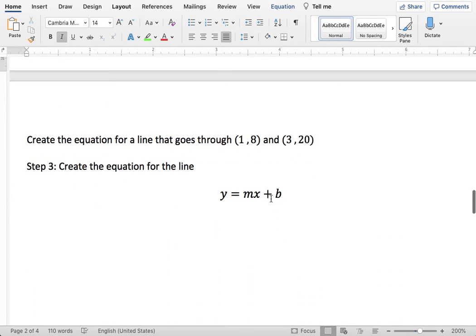Finally, now that you have your slope m and your y-intercept b, you can create the equation for the line by just substituting those numbers in. For your b, you had 2. For your m, you had 6. Once again, I just put them in parentheses because that's considered good habit, but you don't actually have to have the 6 or the 2 in parentheses. It would not change the equation. So here's your equation. y equals 6x plus 2 is the equation for the line that goes through (1, 8) and (3, 20).